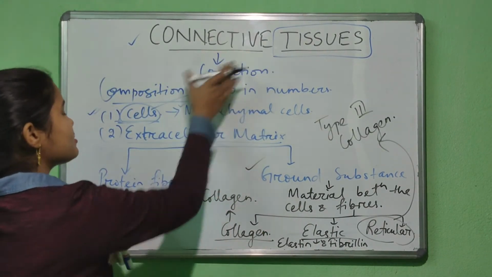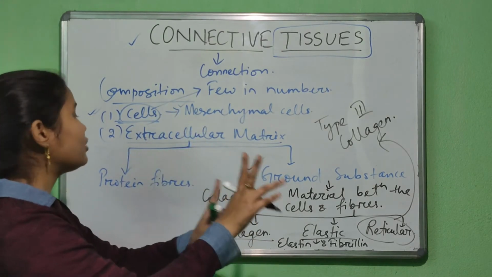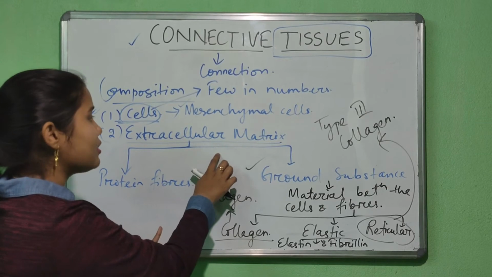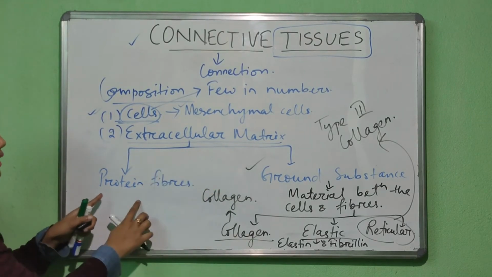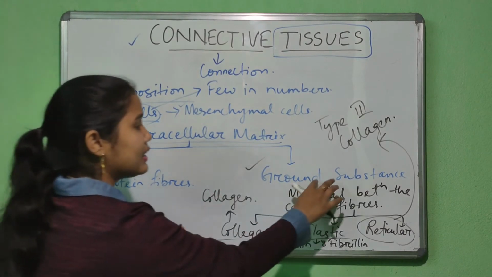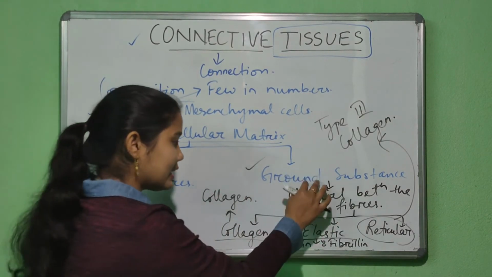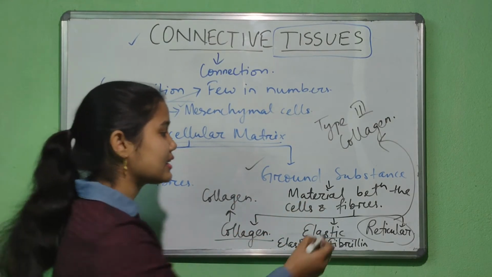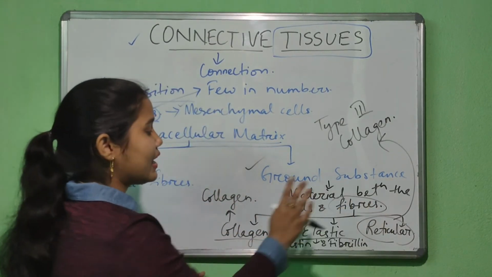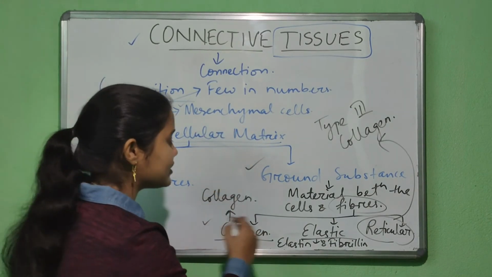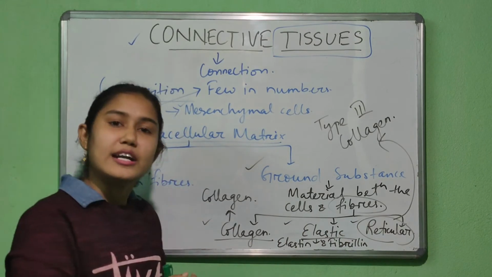Remember the scheme. The connective tissues are made up of two elements, cells and extracellular matrix. In the extracellular matrix, we get two elements. What are they? They are the protein fibers and the ground substance. In the ground substance, we find the material between the cells and the fibers. And considering the fibers, there are three types of fiber: collagen, elastin, and reticular fiber.